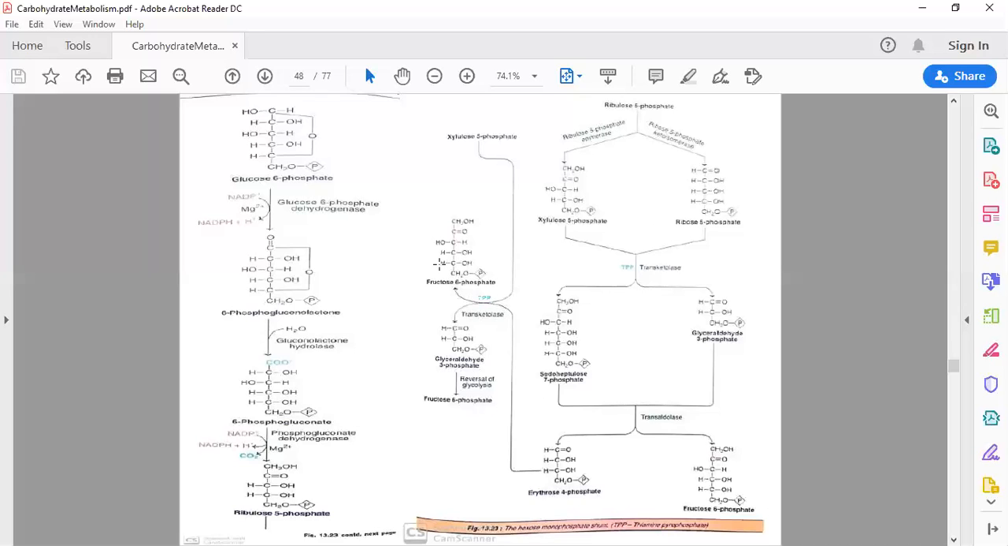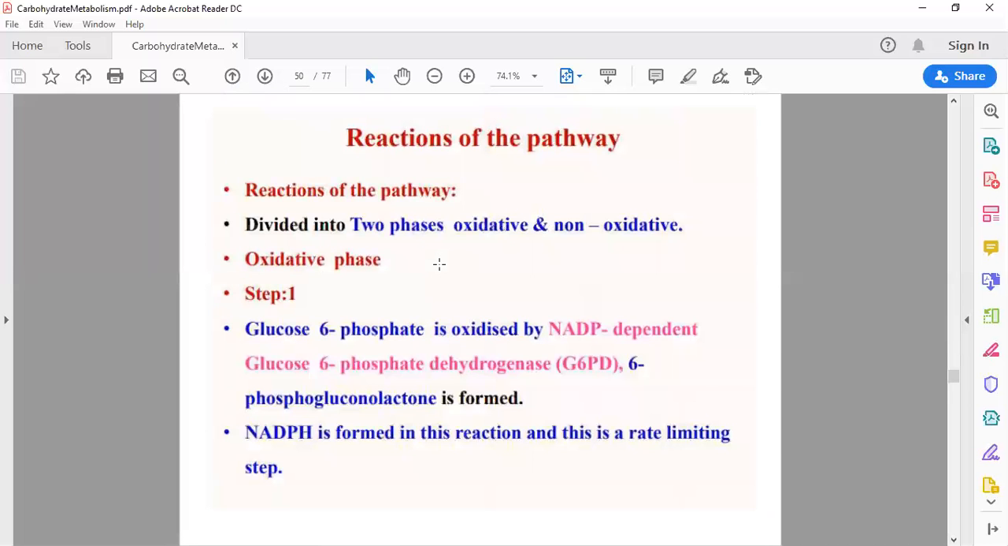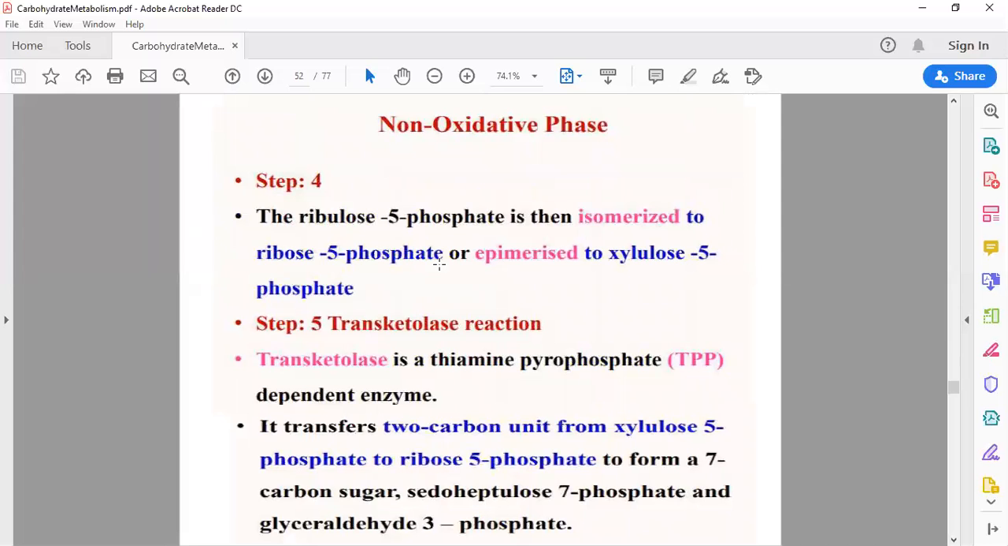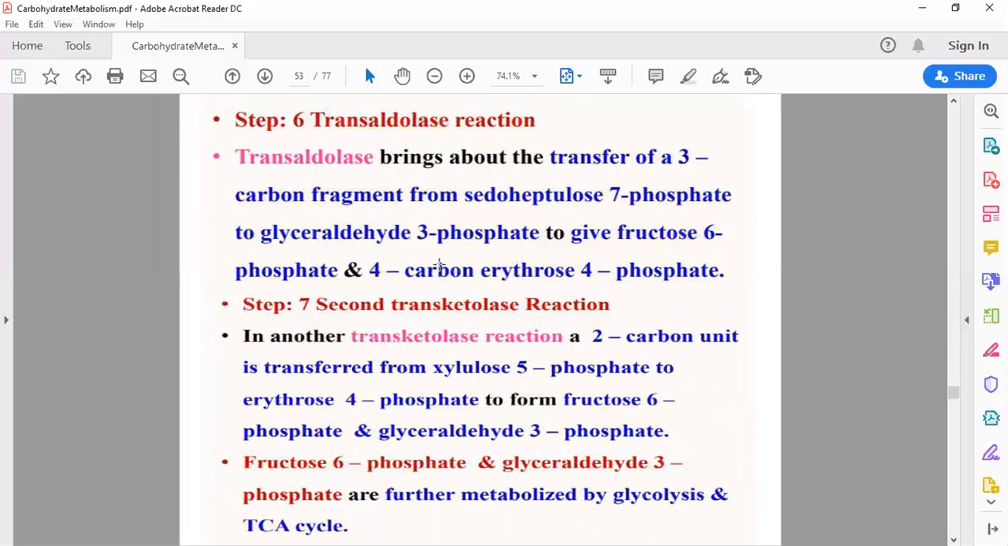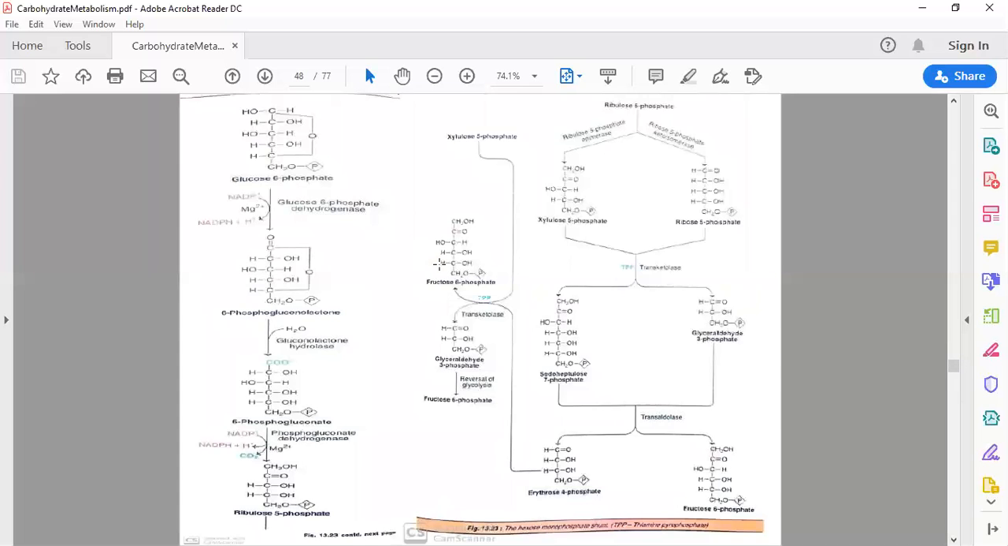So if you see the overall reaction, I'm not going to discuss it, we have already discussed this. So if you see the overall reaction of HMP shunt, I'm going back to the cycle. So 6 molecules of glucose 6-phosphate and 12 molecules of NADP plus and water molecule liberates a total of 6 molecules of carbon dioxide, 12 molecules of NADPH and 5 molecules of glucose 6-phosphate.